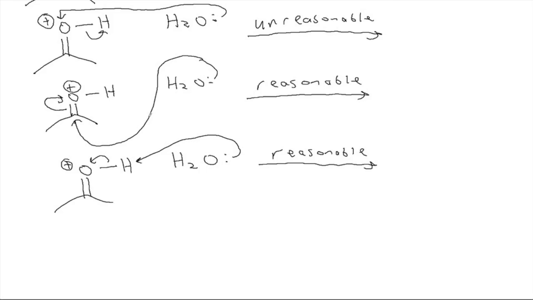Which one should you draw? Well, that would depend on the details of the problem. Without more information, we couldn't figure out which of these is better to draw for a particular problem. Both of them are possible, and both are reasonable sets of electron pushing arrows. So it's important to realize sometimes more than one set of arrows is reasonable, and you need other information from the problem to figure out what the best path is to draw for that problem.